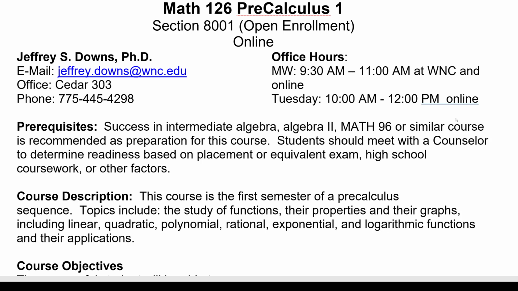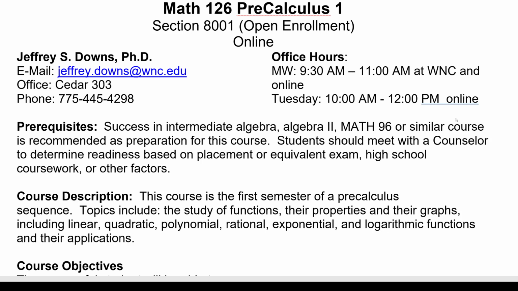Again, my name is Jeffrey S. Downs, PhD. Email address: jeffrey.downs@wnc.edu. My office is in the Cedar Building, room 303. My phone number is there. My office hours are listed: Monday, Wednesday, 9:30 to 11 in my office and online, and then Tuesday it's just online from 10 to noon.